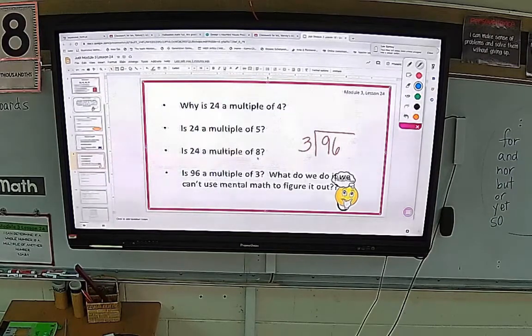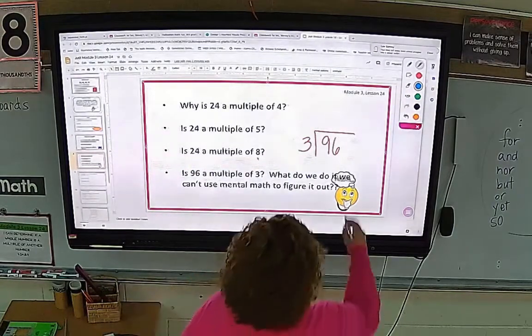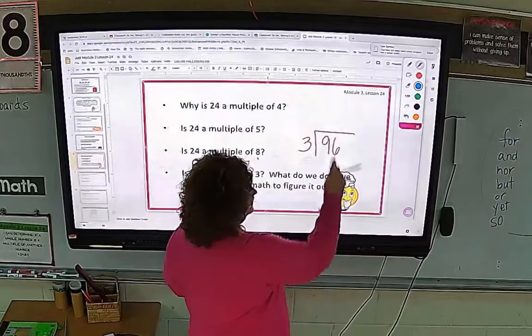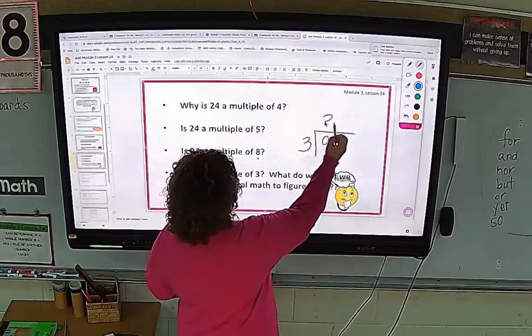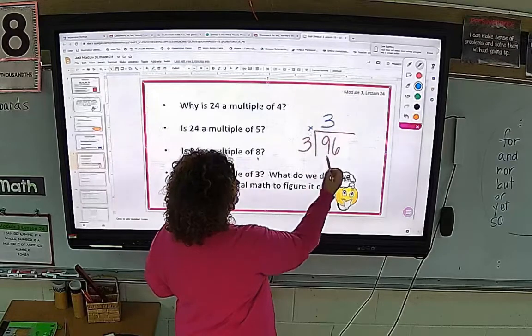First question, how many 3's can I get out of 9? Caleb, how many 3's can I get out of 9? 3. Okay. And when I multiply those together, I get 9.